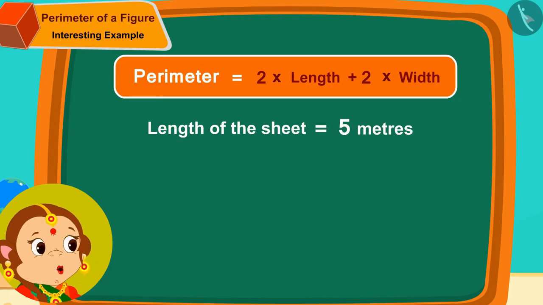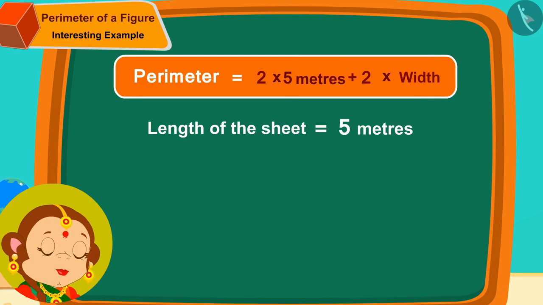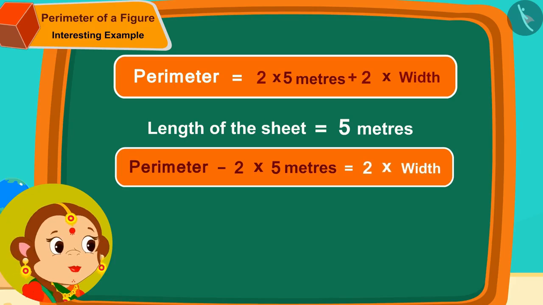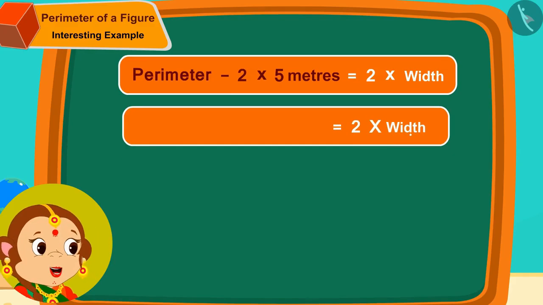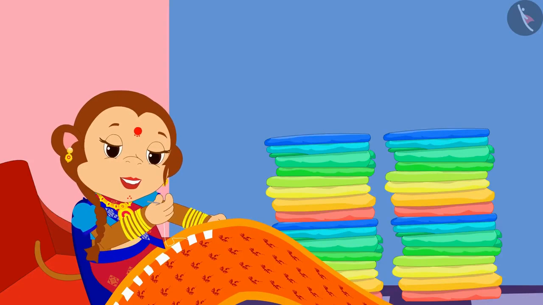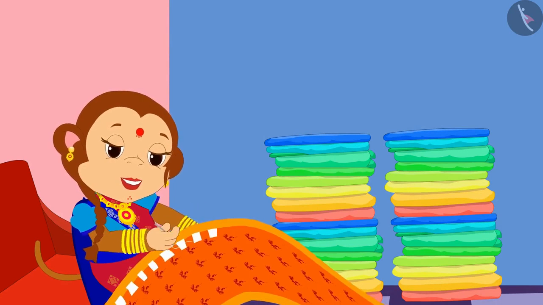The length of the sheet is 5 meters. Let me write it here in place of the length. Now, if I subtract twice this length from the perimeter, I will get 2 times the width. In this way, 2 times the width will be 10. If I subtract 10 from 14, I will get 4 meters. Oh wow! The width of the sheet is half of 4 meters. That is 2 meters. Banno quickly put laces on the edges of the bedsheet having a 2-meter width.